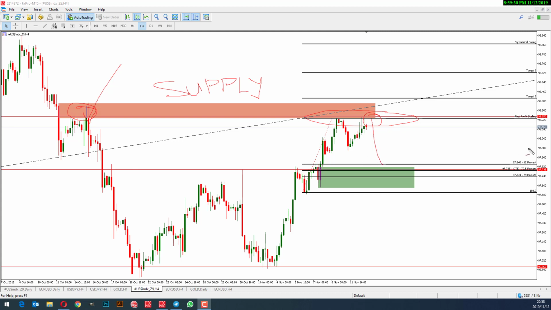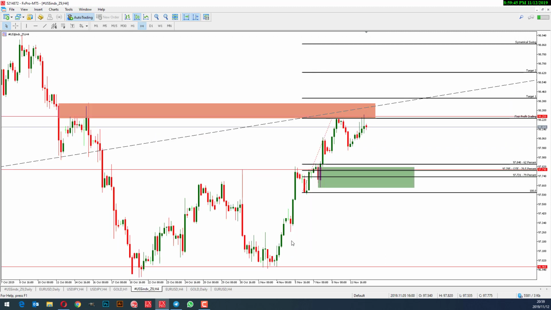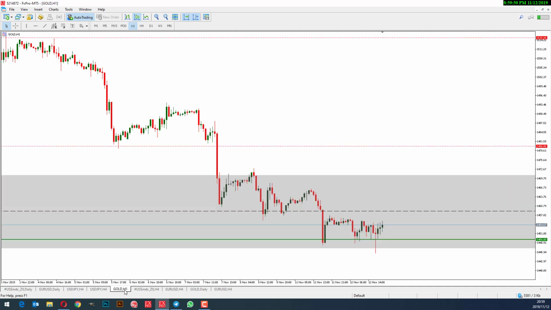Because as you look at it, currently you can see gold has rejected 98,250. Then let me switch to dollar index, it has rejected 98,250. Now I'm gonna switch to gold. You can also see gold has rejected 1450. You see this candle here, this candle right here with the wick.